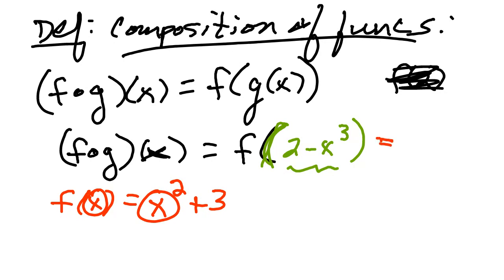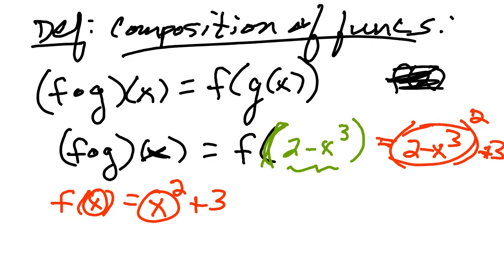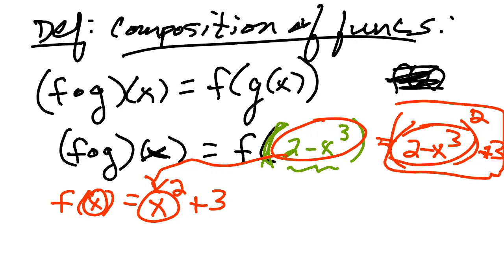This is going to equal 2 minus x cubed quantity squared and then plus 3. So once again, this is what I'm plugging in for x. Everywhere there's an x, I'm going to plug in 2 minus x cubed. Okay, so hopefully that makes sense. Now we could leave it like this. This is just fine. In this case, I would probably leave it like this instead of squaring it out.